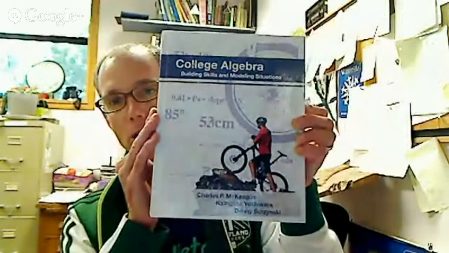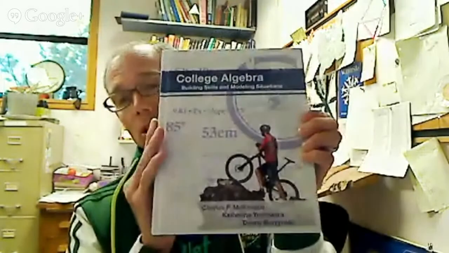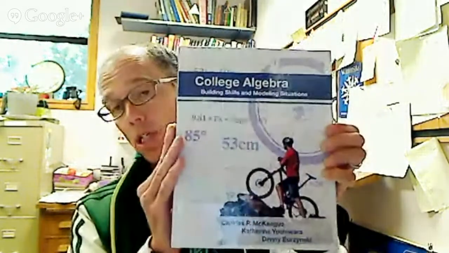And so I just want to show you a little bit about the system we're going to be using. So I'll share my desktop. Oh, before I do that, this right here is the book you're going to be using, College Algebra: Building Skills and Modeling Situations. You can either just get the ebook or you can buy the textbook. You have your choice. Prices are pretty good either way.